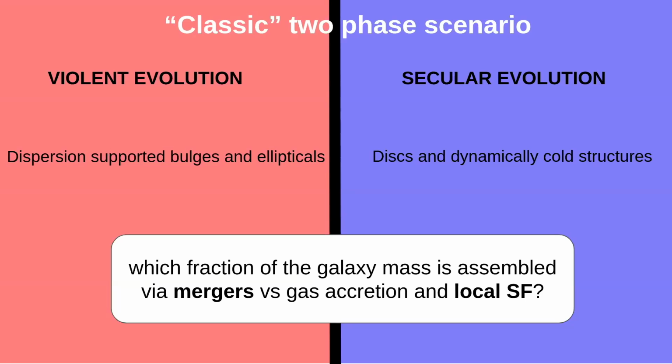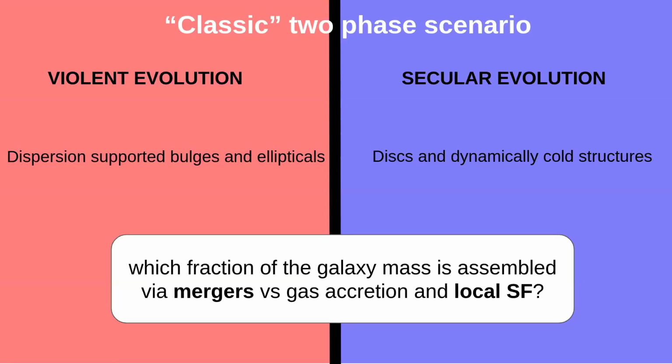So the point is, by looking at the presence of those kinds of structures in local galaxies, since we believe that those structures are formed by different processes, we can study the past evolution of the galaxy, answering somehow the fundamental question whether galaxies are mostly made by mergers, or how important is gas accretion and local star formation.